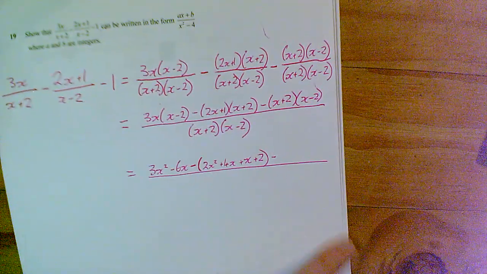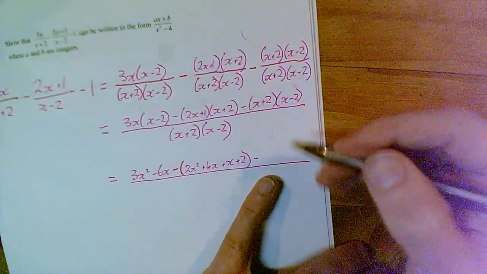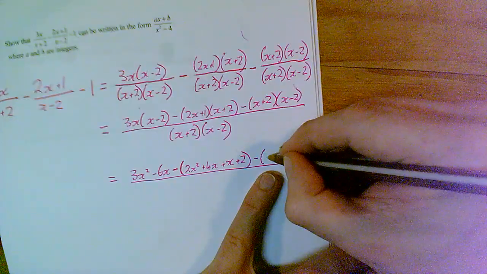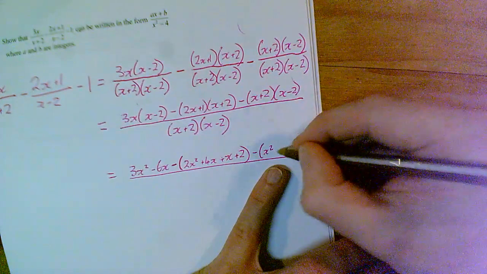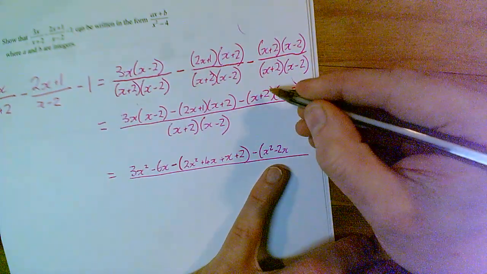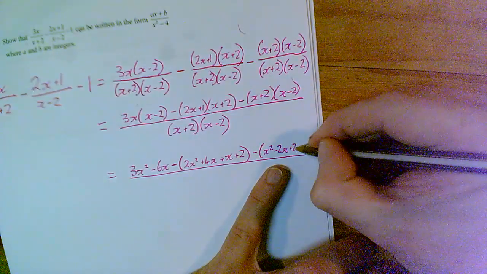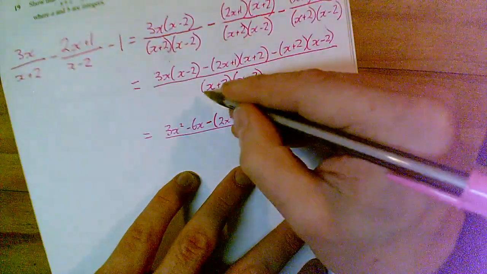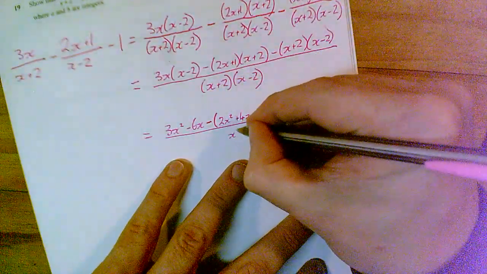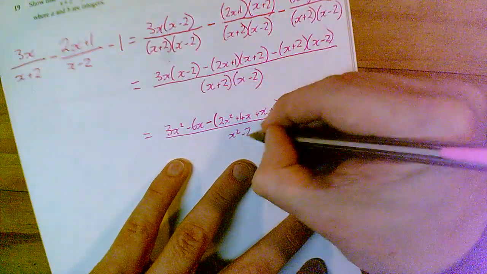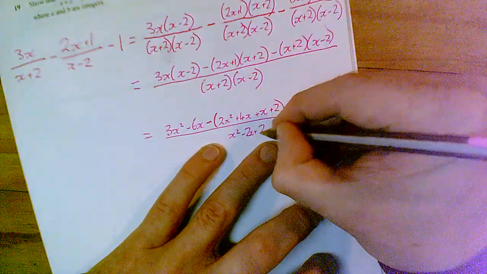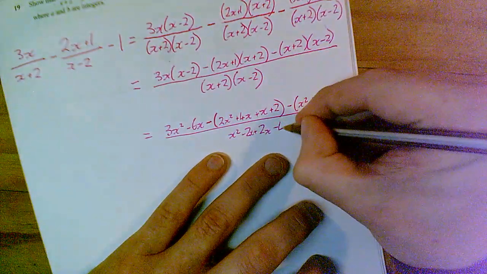You might be watching this video going, he's going to realise he's made that mistake in a minute. Anyway, multiplying these together, x times x, brackets again, x squared, x times negative 2 minus 2x, 2 times x plus 2x, 2 times minus 2, minus 4. Right, that's the numerator. Denominator: x times x is x squared, x times minus 2, 2 times x, that should be an x there, and 2 times minus 2.